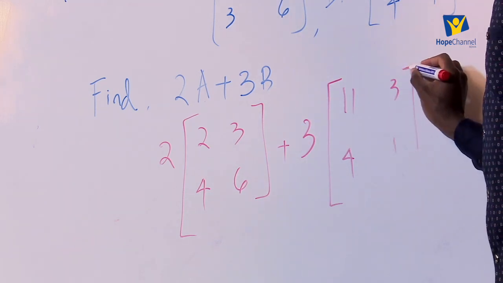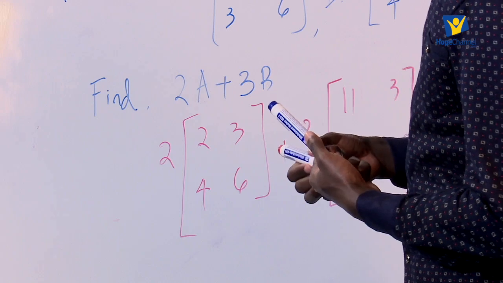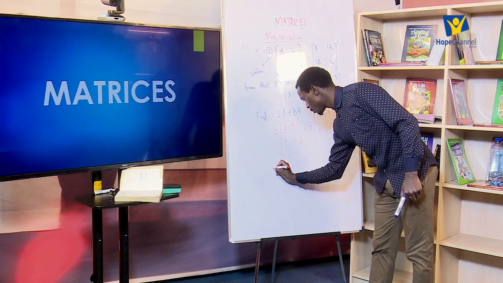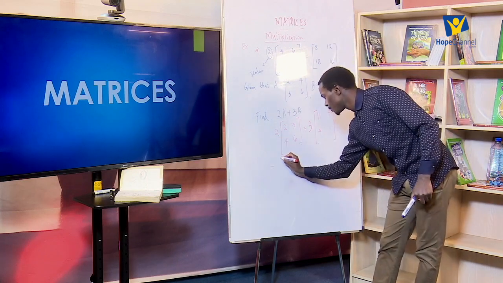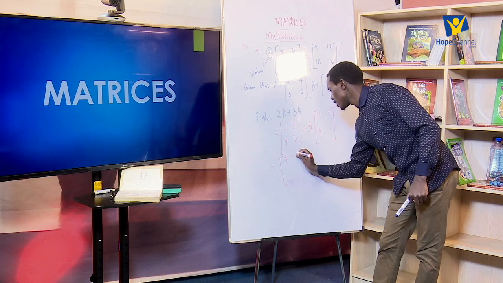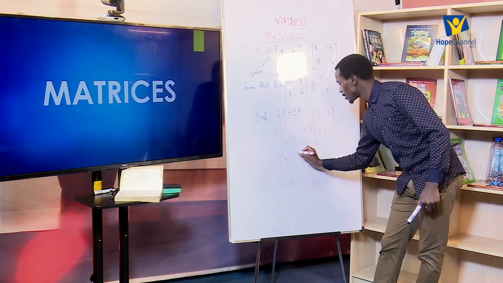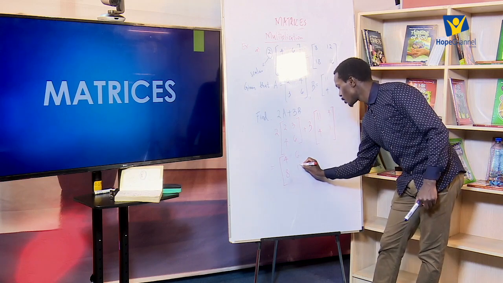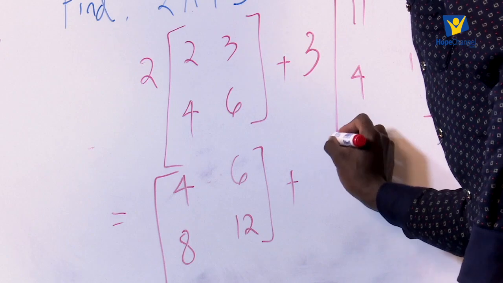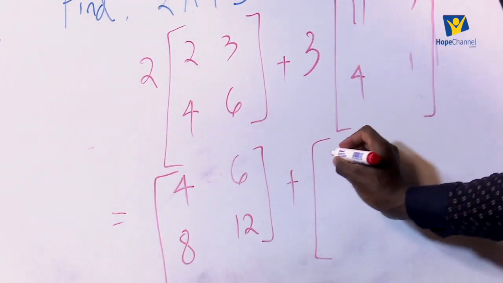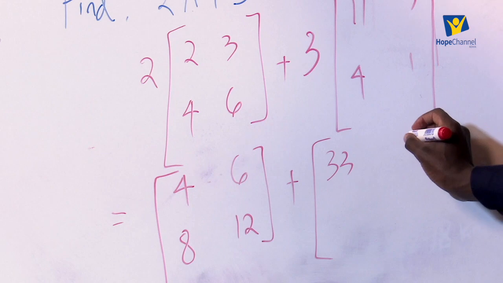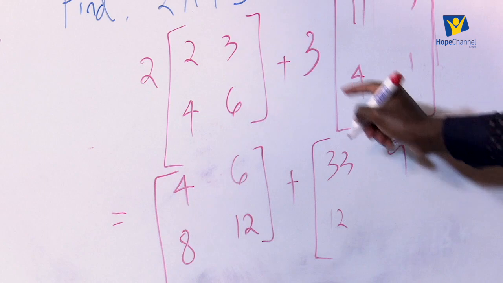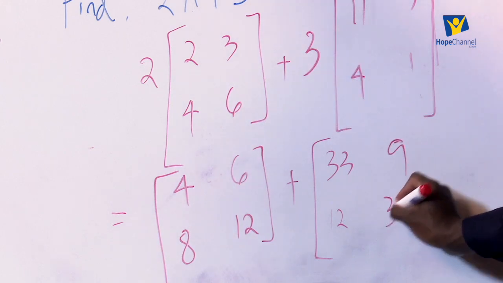So when you open these brackets by multiplying what is inside the brackets, what do we get? So that one is equal to 2 times 2 is 4, plus, so 2 times 3 is 6, 2 times 4 is 8, 2 times 6 gives us 12, plus 3 times 11 is 33, 3 times 3 is 9, then 3 times 4 is 12, then 3 times 1 is 3.